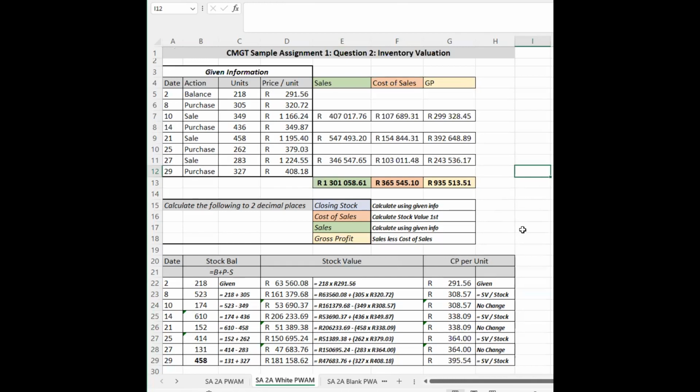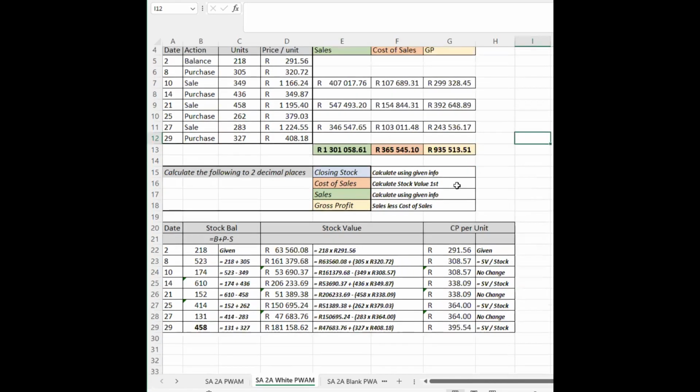perpetual weighted average method for inventory valuation, then at the end of the month, we see that we had sales to the tune of 1.3 million, cost of sales 365,500, and the gross profit of 935,000. So that was our gross profit for a month.